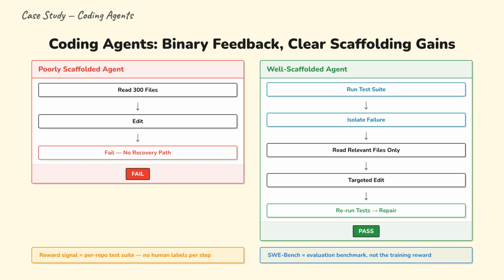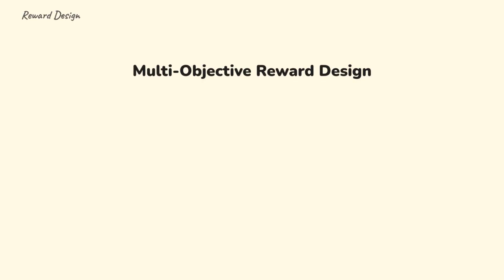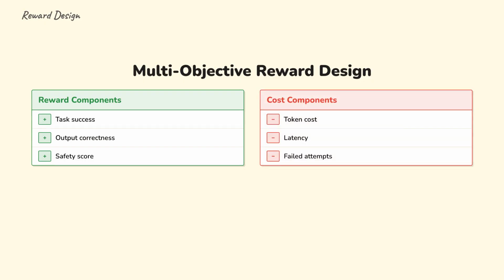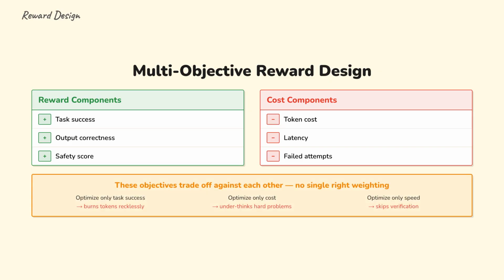One important distinction. SWE bench is an evaluation benchmark, not the actual training reward. Designing the reward function for an LLM agent is substantially harder than for a game. A game has a single, unambiguous terminal score. An agent and the real world must balance multiple objectives simultaneously. Task success, output correctness, safety score, token cost, latency, and failed attempts. These objectives trade off against each other in non-obvious ways.